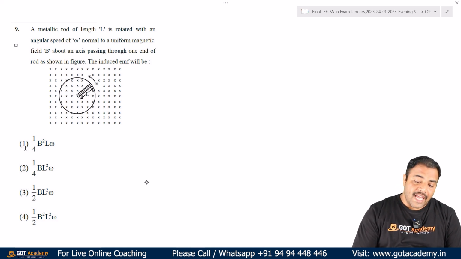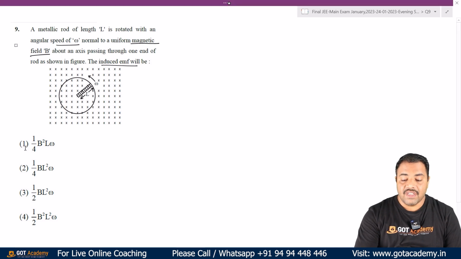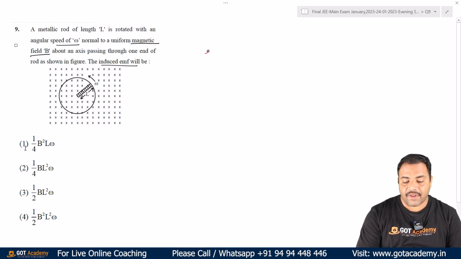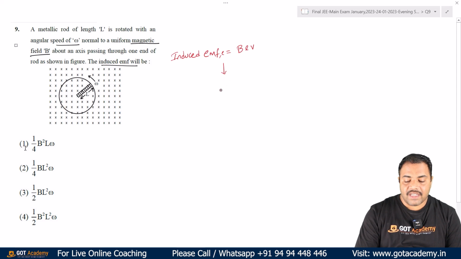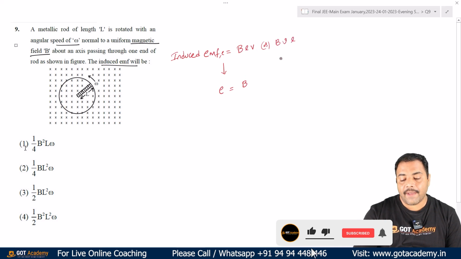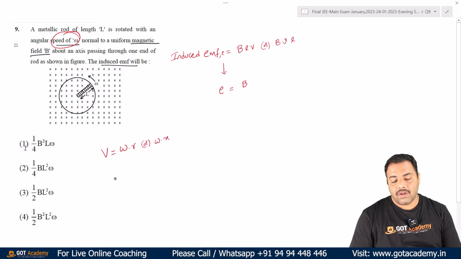Now, a metallic rod of length L is rotated with the angular speed. Angular speed is given, and magnetic field is given. What he's asking is the induced EMF. Children, we know the direct formula for induced EMF is given as BLV, or you could write it as BVL. Here angular velocity omega is given, so why don't you write V as omega into R, or omega into X.